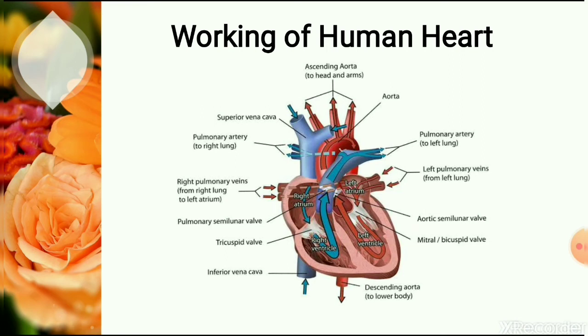Now this oxygenated blood enters the left atrium. When it is completely filled with blood, it forces blood into the left ventricle with the help of the bicuspid valve. When the left ventricle is completely filled with oxygenated blood, it forces blood to all parts of the body with the help of a forceful contraction. In this way, the heart helps in the transportation of blood throughout the body.